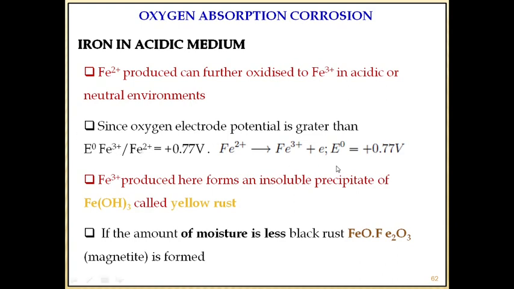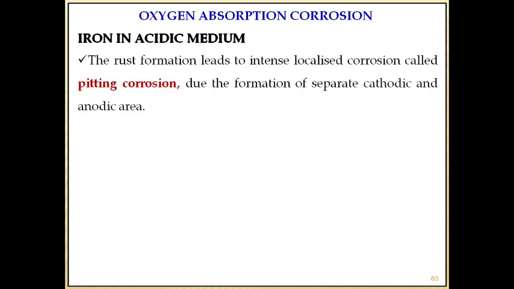If you compare the oxygen electrode potential, it is 1.23. So the oxygen electrode will be acting as the cathode and Fe2+ will be acting as the anode. Fe2+ will be getting oxidized to Fe3+. This corrosion has a peculiar name and it is known as pitting corrosion. This formation leads to intense localized corrosion called pitting corrosion.